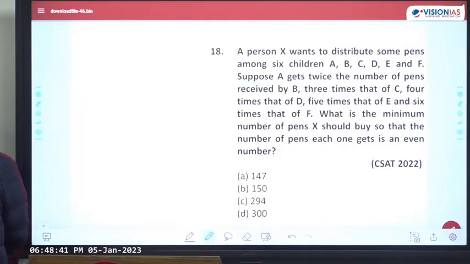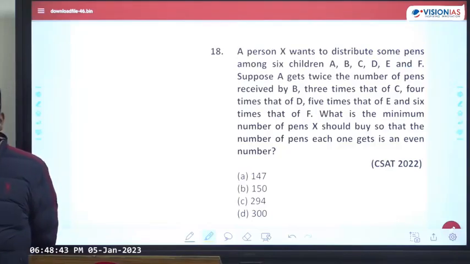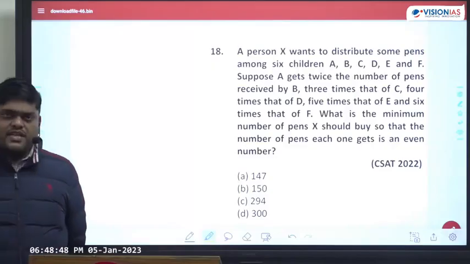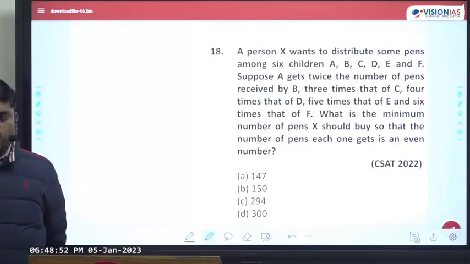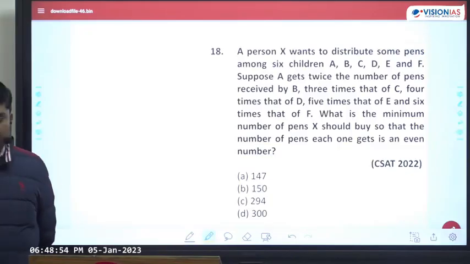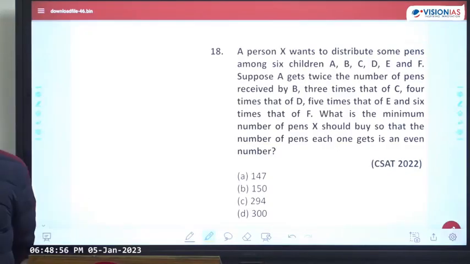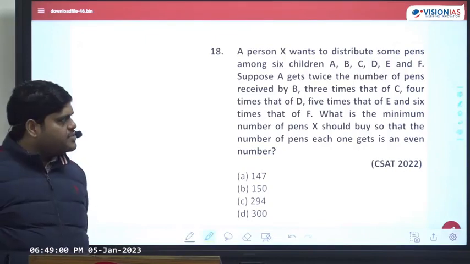We can do it in the other way also. If the number of coins A has is X, then B will be X by 2 plus 2. So that way also we can solve. Sanju, that way also we can solve.